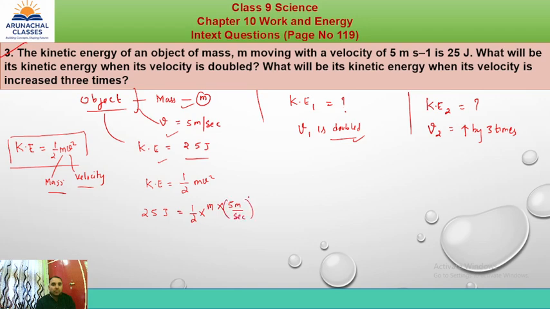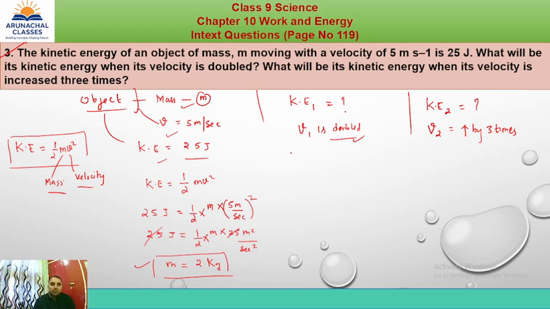As it is v square, it will be under whole square. Now 25 joule is equal to half, multiplied by m, 5 square is 25 meter square upon second square. Now this 25 and 25 will get cancelled and m will be equal to 2. As it is mass, it will be in kg. So the mass of the object we have found here is 2 kg.